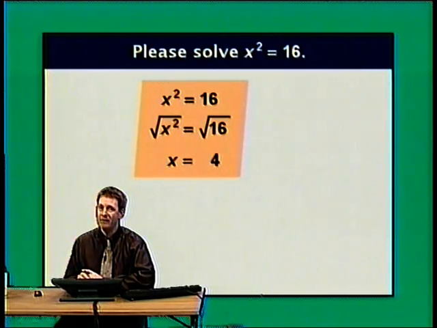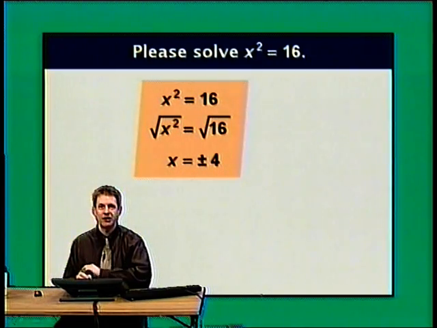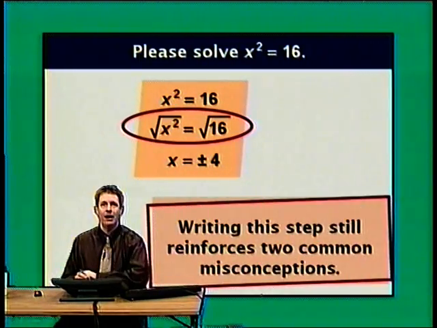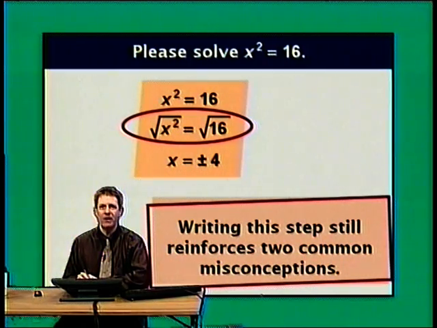Now, an easy way to fix that, you might think, is, well, let's just put a plus or minus sign in front of our 4. Then I do have both solutions. But there's still problems with square rooting both sides. Writing this step still reinforces two very common misconceptions.